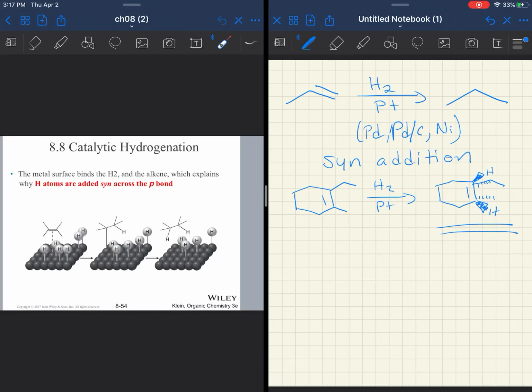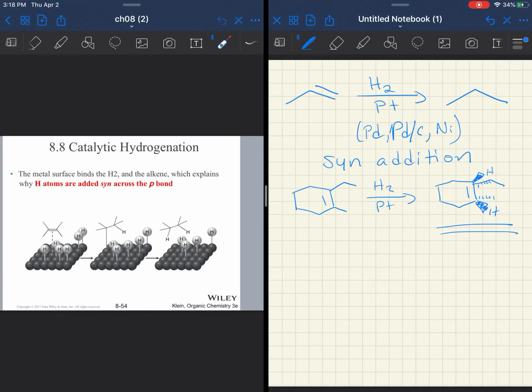So this is the mechanism. It looks a little different, which is why I'm certainly not going to ask you to draw this. But we're dealing with a catalyst that's in a different state, a different physical form than our reagents. Our reagents are in solution typically, and our catalyst is a solid. So this repeating block of gray spheres is representing your platinum, your palladium, or your nickel.